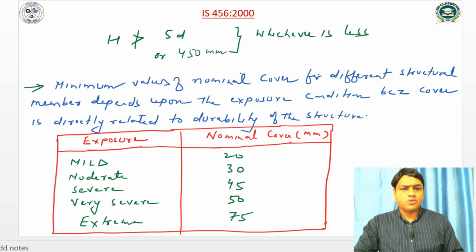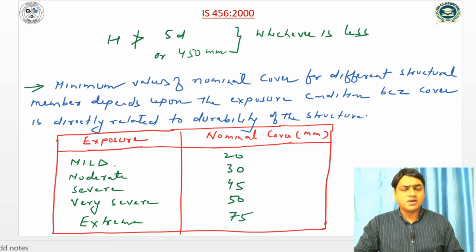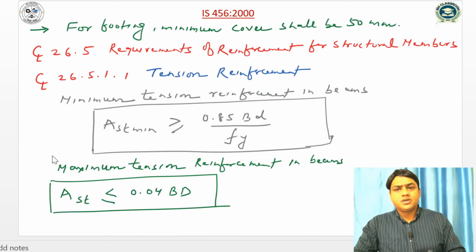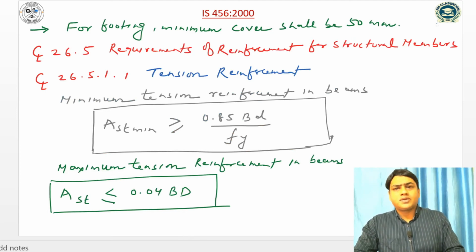The minimum value of nominal cover for different structural members depends upon the exposure condition, because cover is directly related to the durability of the structure. We can see that for different exposure conditions the nominal cover differs: for mild exposure the minimum cover is 20 mm, for moderate exposure it will be 30, and for very extreme it is 75 mm. For footing, minimum cover shall be 50 mm. So the code suggests that for footing we have to take the minimum cover as 50 mm.